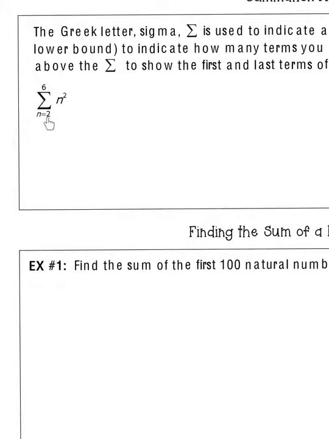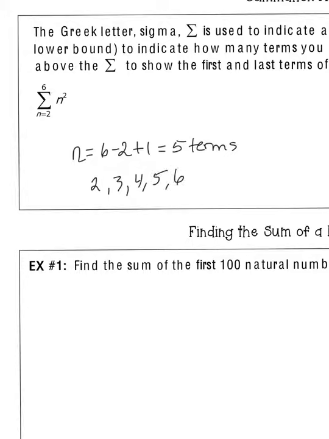So in order to figure out how many terms are in your sequence, you would have to do 6 minus 2. So your n would equal your upper bound of 6 minus your lower bound of 2 plus 1. So 6 minus 2 is 4, plus 1 is 5 terms. Now if you don't believe me, I'm going to list them out. And this is just position number. 2, 3, 4, 5, and 6. Those are the position numbers, not the values of the terms in our sequence. But as you can see that there are 5 of them.